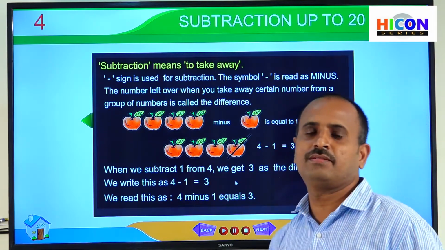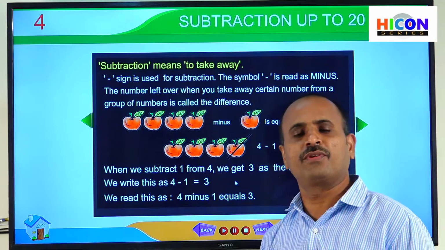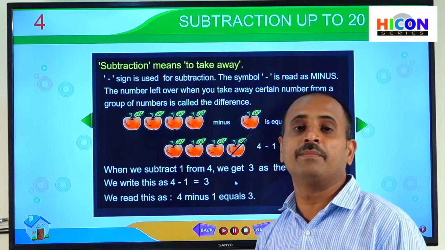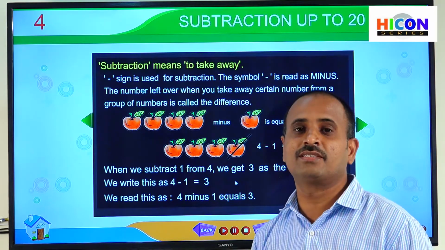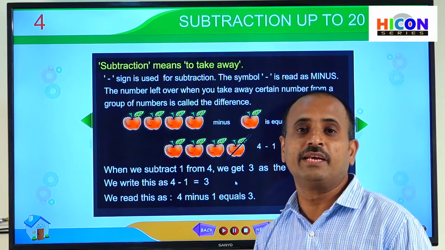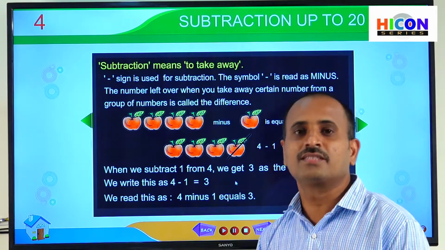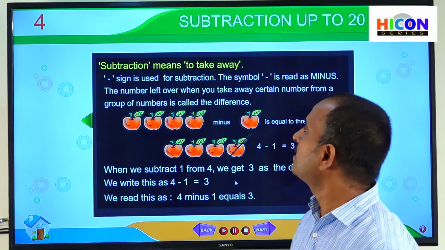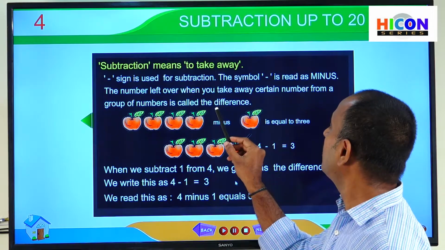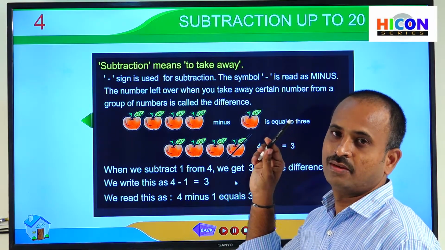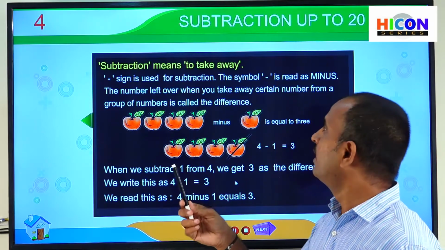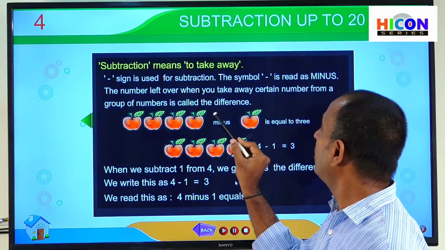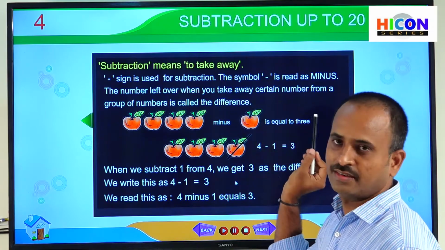Next, the number left over when you take away a certain number from a group of numbers is called the difference. If you take away some number from the given number, the remaining number is called the difference. Whereas in addition, if we add any number to any number, the answer is called the sum, in subtraction we call the answer the difference.